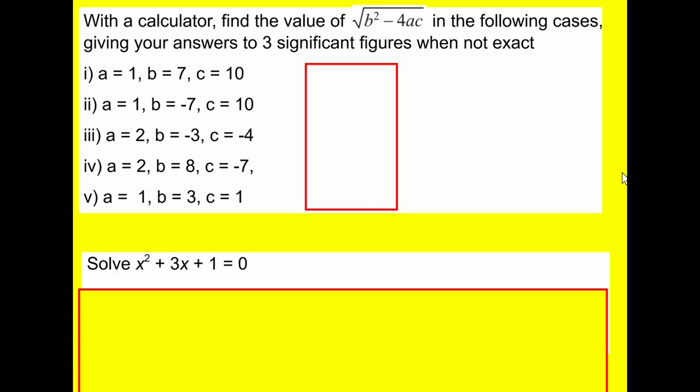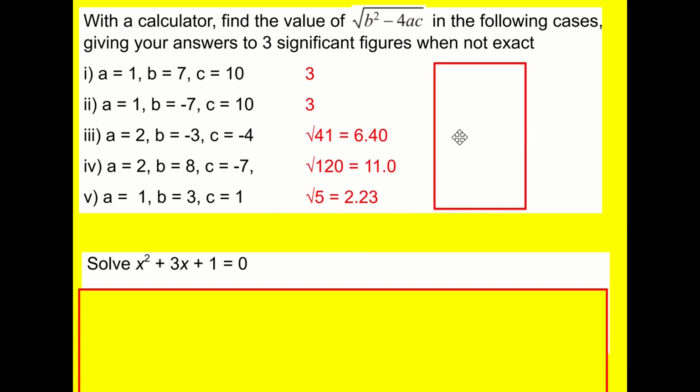Hi, to begin today, I'd like you to use a calculator and find the value of the square root of b squared minus 4ac in the following cases. 5 questions. Giving your answers to 3 significant figures when not exact. This is revising substitution and rounding, and there's a few little technicalities going on. So pause the video, try it out, and I'm going to go through them.